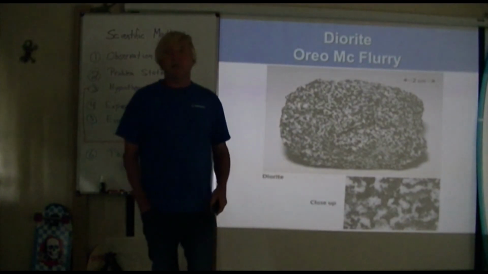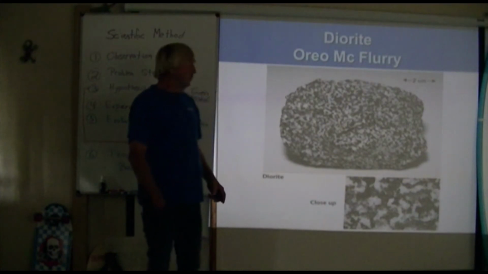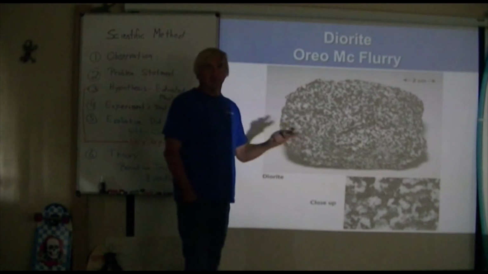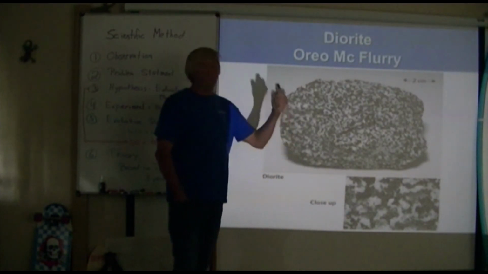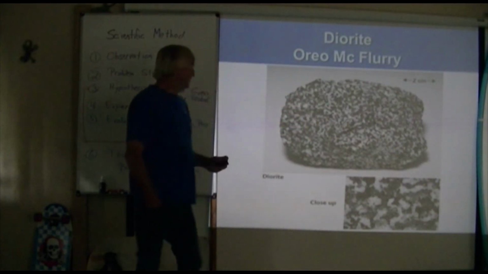So intermediate rocks are either going to be gray in color, andesite's a good example of that, or they're going to be this half Oreo McFlurry rock, I call it. It looks like when you go to Dairy Queen and get the Oreo McFlurry, and they mix the Oreos with the vanilla ice cream, mix it all together. Oreo McFlurry rock, there it goes.